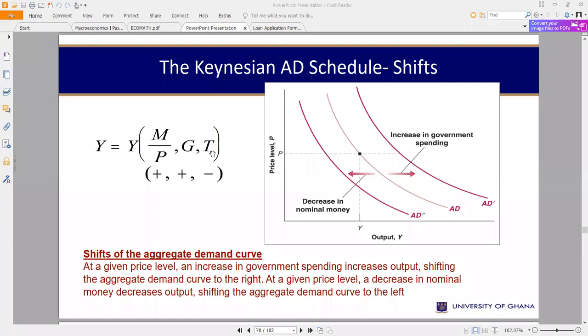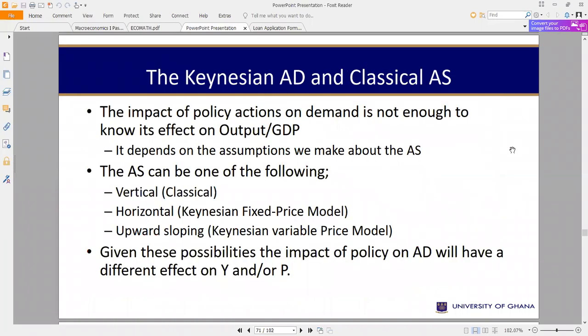If you take tax, whenever there's an increase in tax, the autonomous tax, the T0, the tax function, the aggregate demand curve will shift to the left. And then if there's a decrease, it's going to shift to the right. So these are the causes of shift in the AD schedule. Okay. So these are the components that will cause a shift in the aggregate demand.